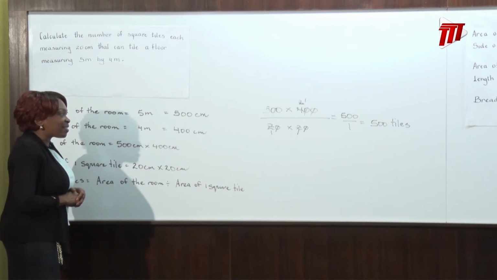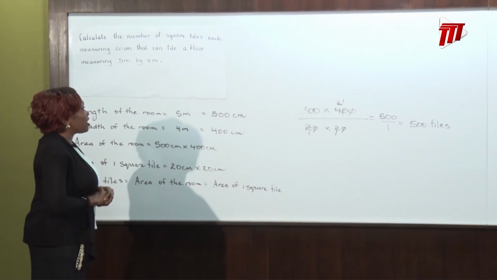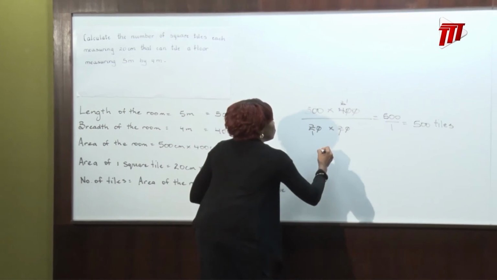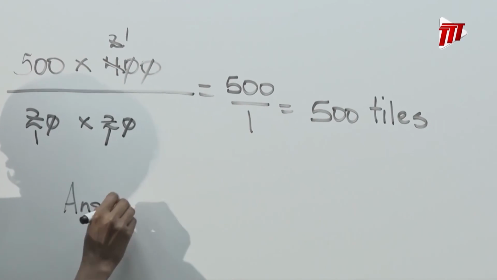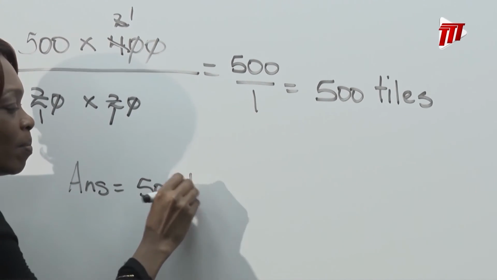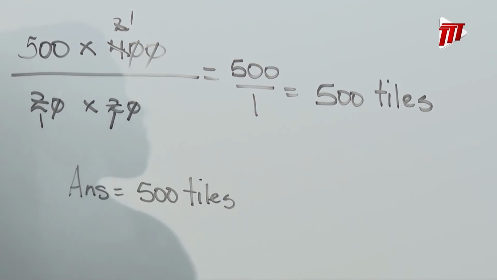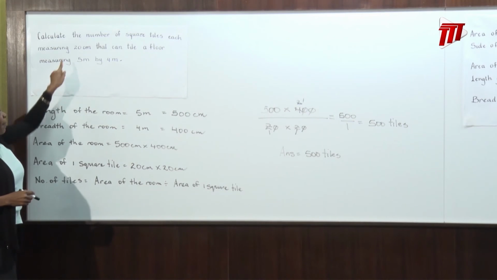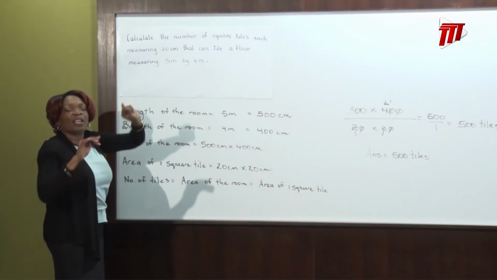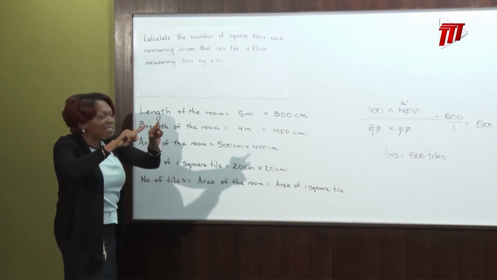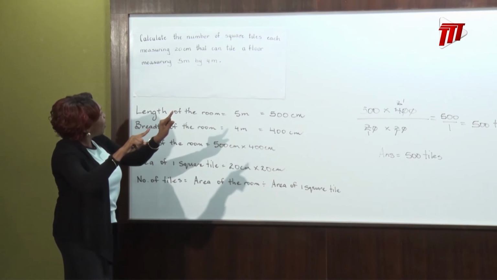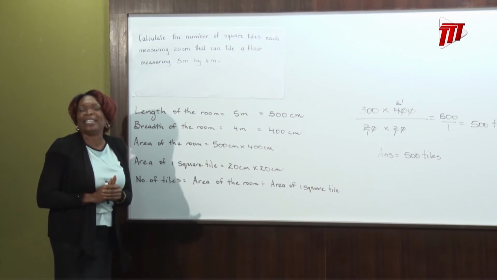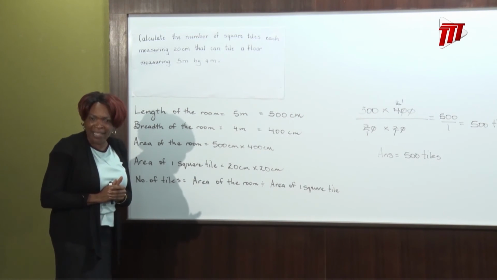500 tiles. So in truth and in fact, we would need 500 tiles measuring the side of 20 centimeters to fill that floor. That will be the number of tiles that we would need there. Children, are you understanding that?